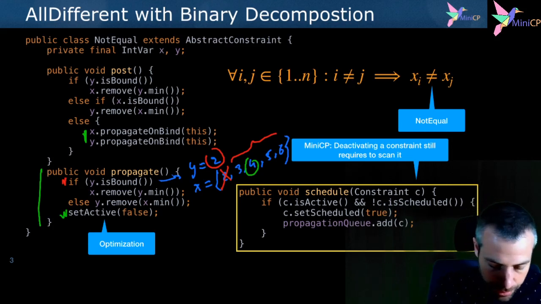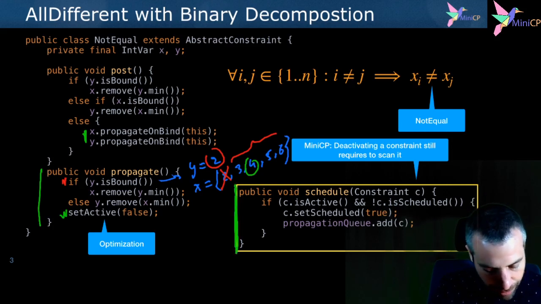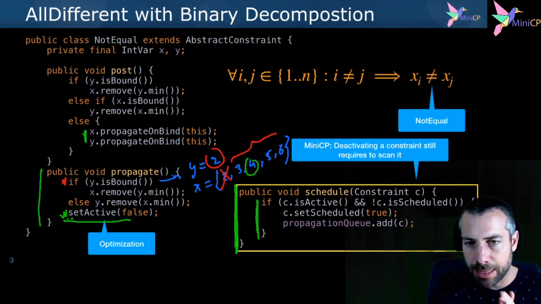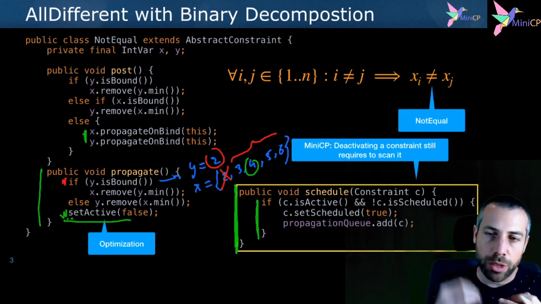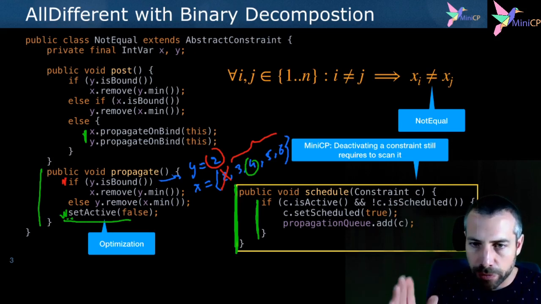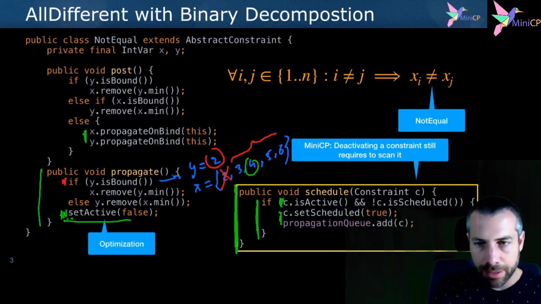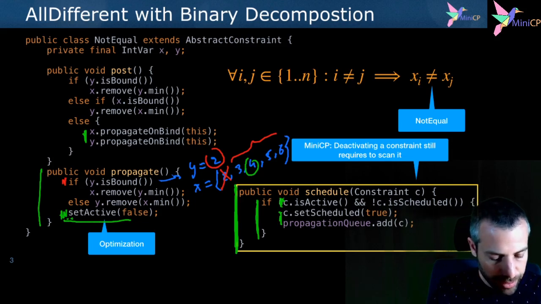And if you remember, in the solver itself, the way this flag is used is like this. When the constraint is scheduled, we always do a check to verify that it's still active and that it's not yet scheduled, of course, because we don't want to have the same constraint scheduled twice in the propagation queue of the solver. Only if it's active, and this is a required condition, is it added to the propagation queue. This is why this small optimization can help a little bit the performance of this binary not equal constraint.